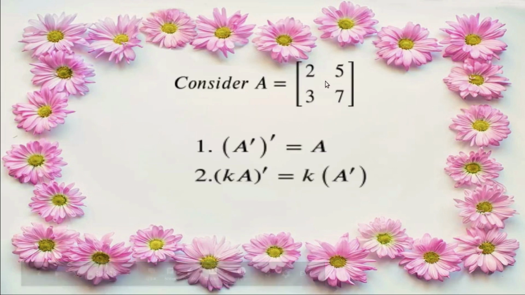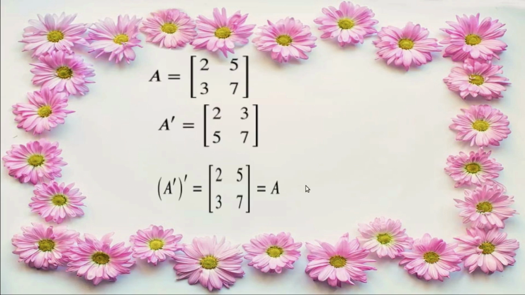Consider A equal to matrix 2, 5, 3, 7. Verify that first one, A transpose transpose equal to A. Second one, kA transpose equal to k into A transpose. Now here A is matrix 2, 5, 3, 7. So A transpose first column is 2, 5, second column 3, 7. Then A transpose first column becomes 2, 3, second column 5, 7. Now this is equal to 2, 5, 3, 7 which is A. So A transpose transpose equal to A.